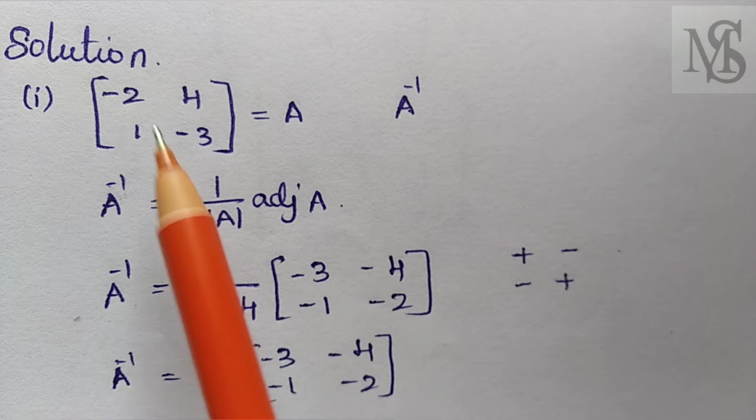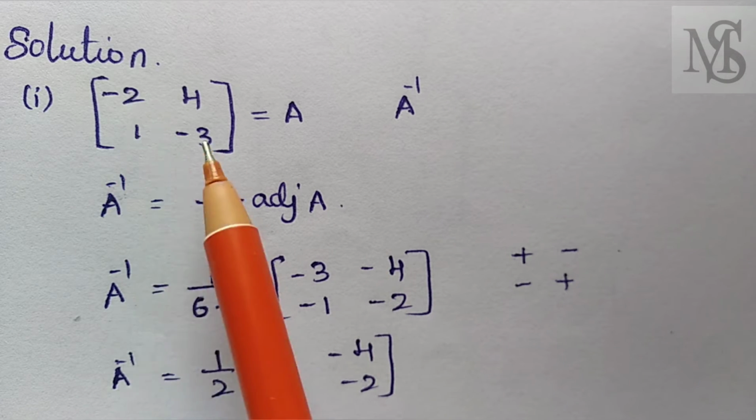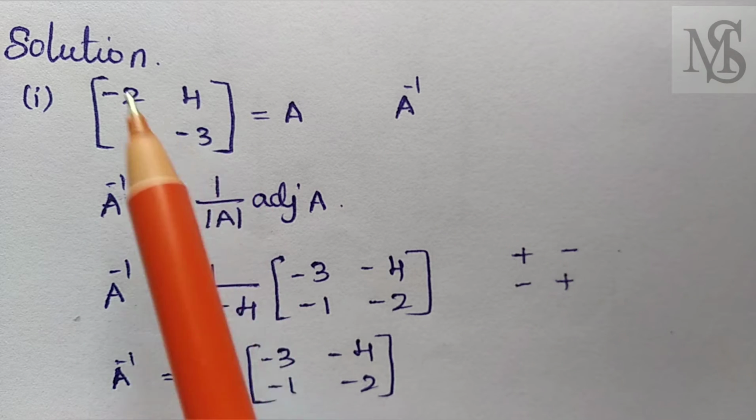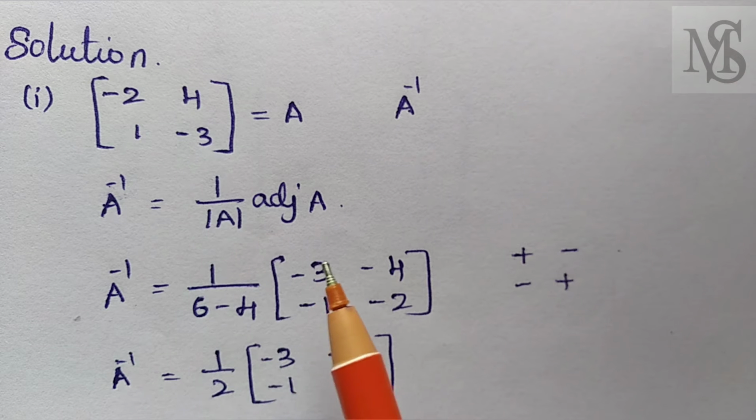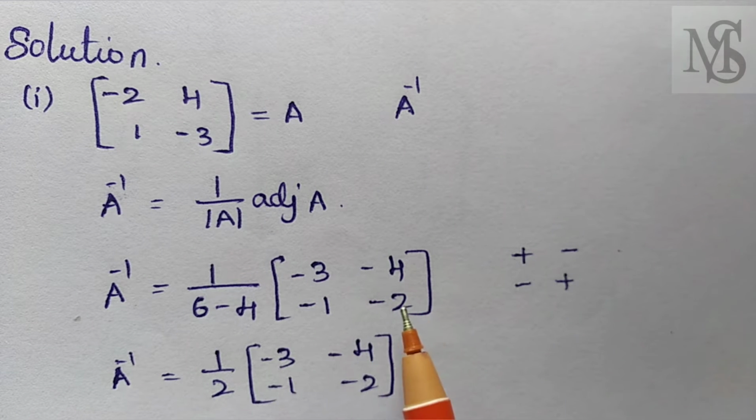Into adjoint A values, we have to interchange the values like this: -2 in the place of -3, -3 in the place of -2, and for 4 and 1 we have to change the sign, that is -3, -4, -1 and -2. A inverse is equal to 1 by 2, 6 minus 4 is 2, so 1 by 2 into the same matrix. This is the value of A inverse.